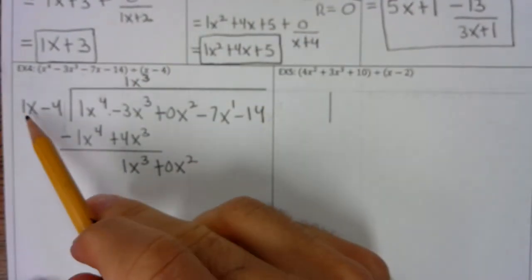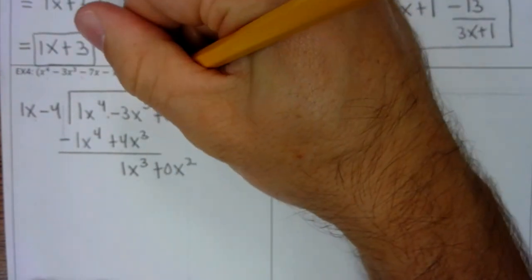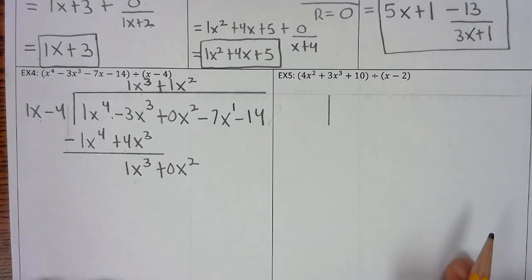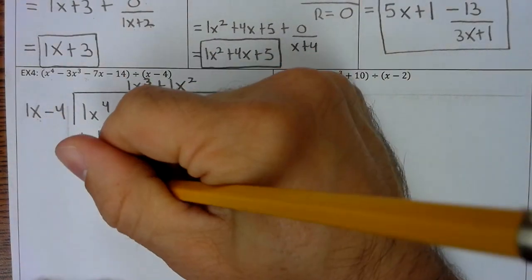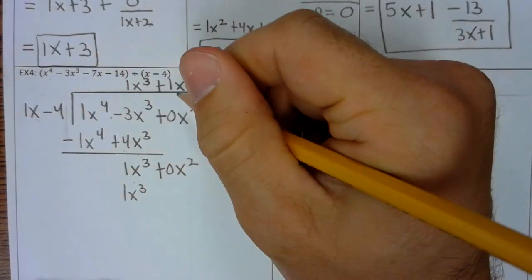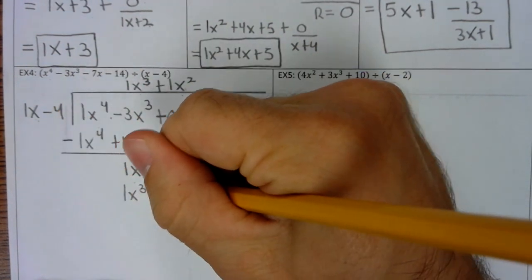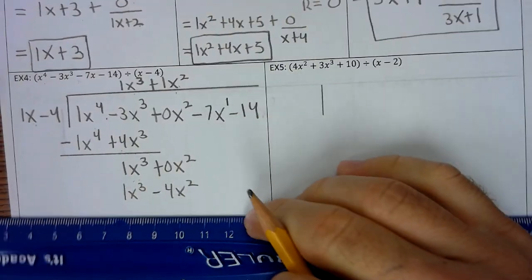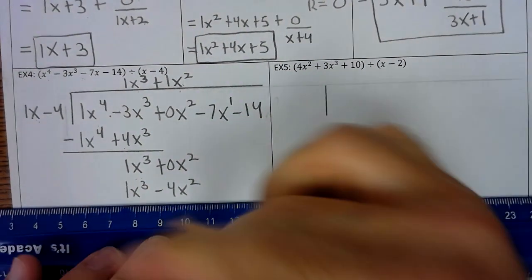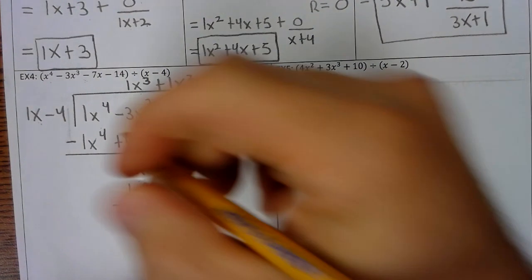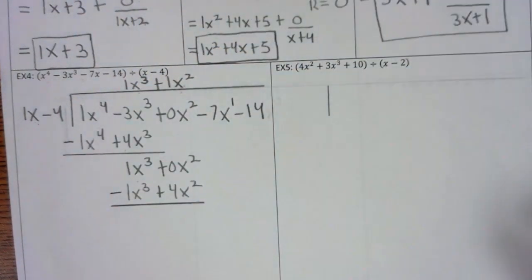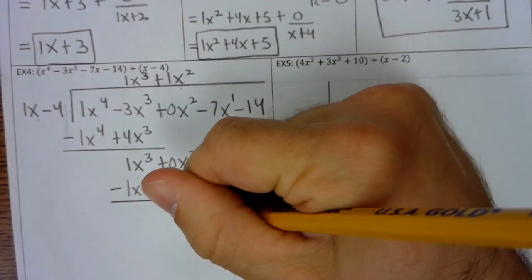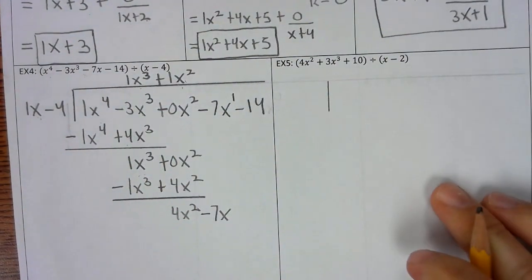1x cubed divided by 1x is 1x squared. Now we multiply. 1x squared times 1x is 1x cubed. 1x squared times negative 4 is a negative 4x squared. And then we subtract. Subtract the negative becomes positive. Those cancel. You're left with 4x squared. Bring down the negative 7x, and then we repeat.